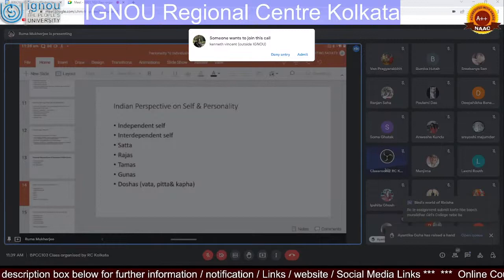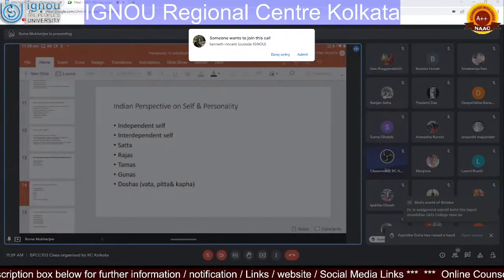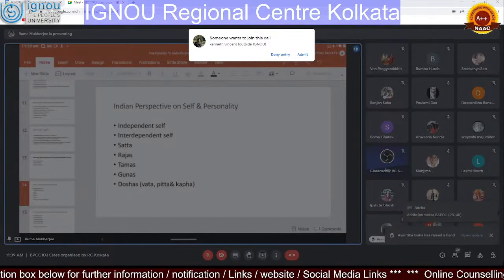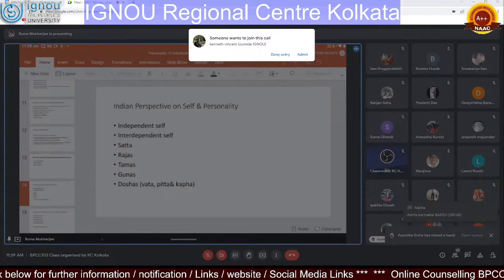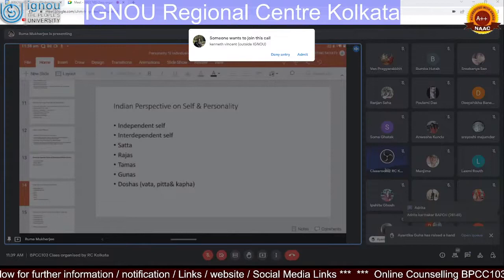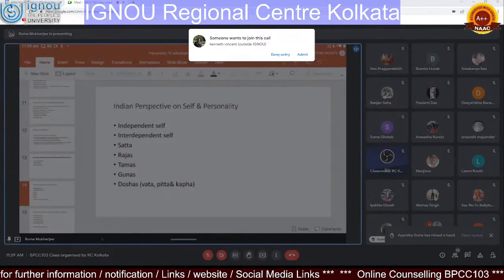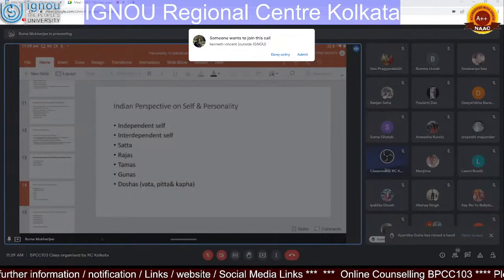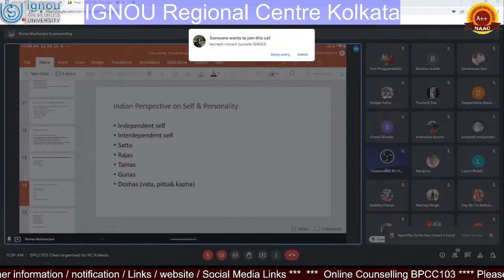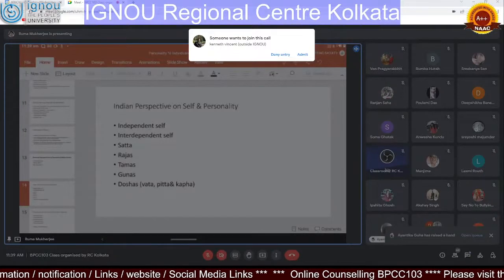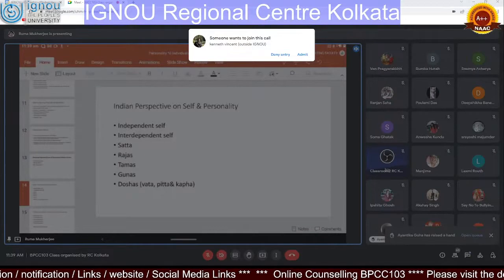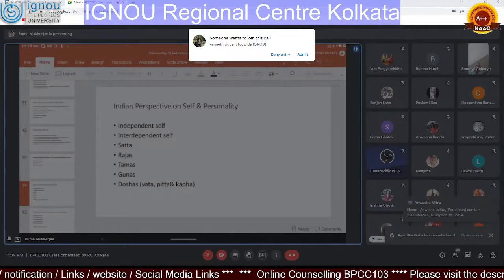And when all these three doshas are in the right proportion in the individual personality, then we can say that yes, this person possesses a balanced personality. That means all of these three things are present in the right proportions.